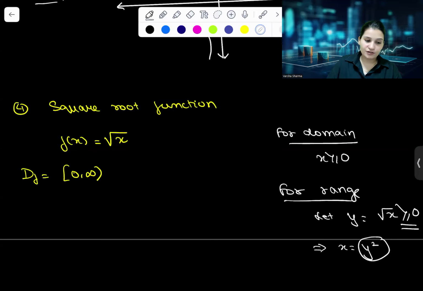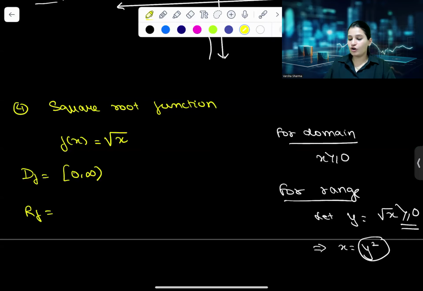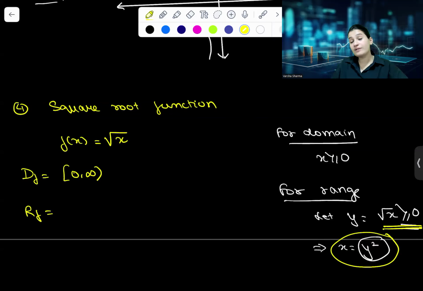So what will be the range? Earlier I was allowed all real numbers here. But initially I wrote that y has to be greater than or equal to 0. That means my range will be 0 to infinity. Understood? Yes, ma'am.